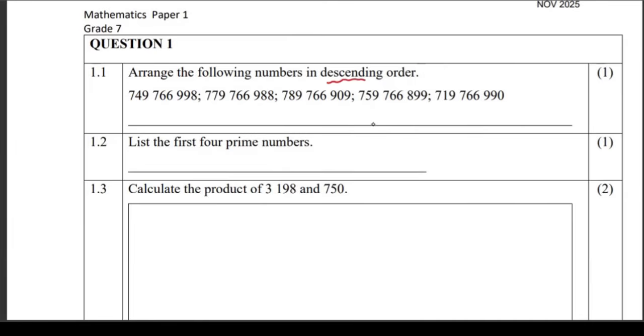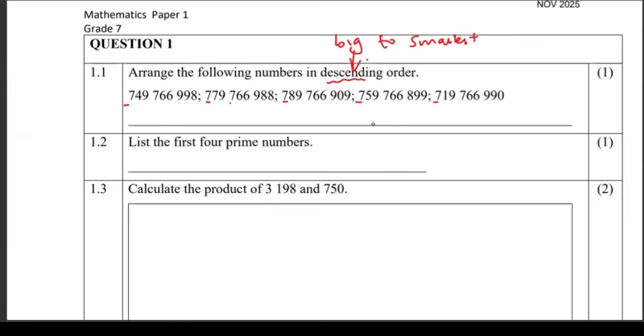So this is part of the whole numbers. When you talk about descending order, it's basically an order where you start from the big to the smallest. Okay, so the biggest number to the smallest. When you look at all these numbers, they're in millions. Since they're all in millions, let me start by looking at the first digit. They all start with 7s. We have a 7, there's a 7, and then there's a 7.